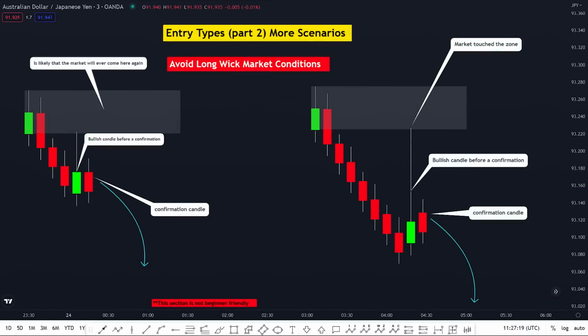This is the type of pattern you should avoid at all cost. Sometimes it is not worth it to trade just because the market is open. So every time you see the market making long wicks like this, no matter if the market is going to drop lower, just avoid this kind of pattern with long wicks.